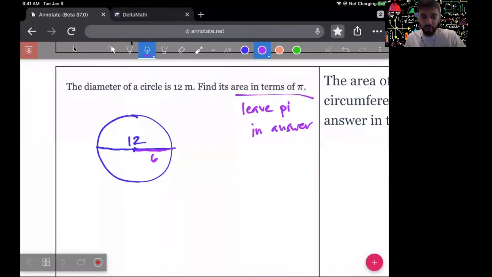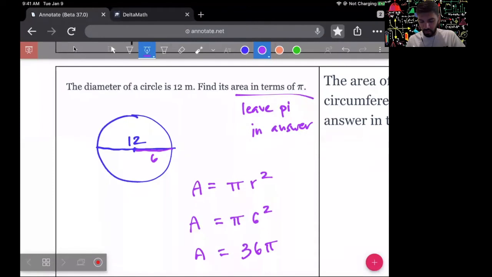All right. So we said earlier the area of a circle is always pi times r squared. So this is pretty straightforward. A equals pi times our radius, which is 6, 6 squared. A is equal to 36 pi. And we can leave it at that. When we leave our answer in terms of pi, you just leave the pi in the answer.